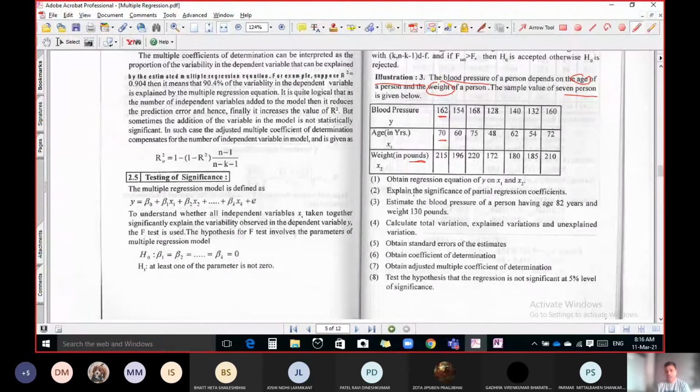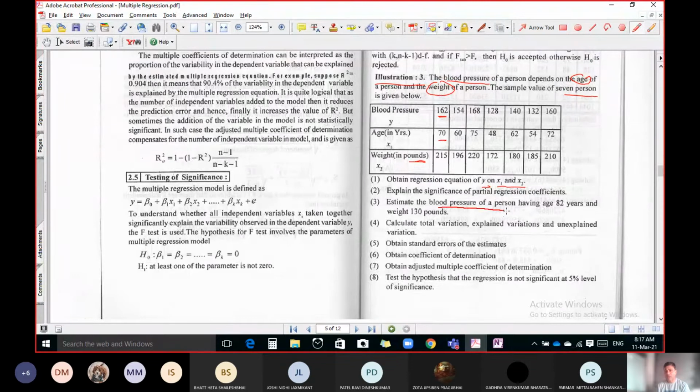Now the question is, obtain the regression equation of y on x1 and x2. So instead of x1, x2, x3, now the three variables are y, x1 and x2. These are the three variables. Okay. Then see the third question.